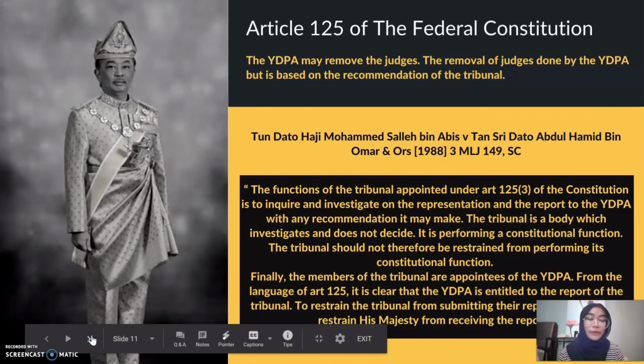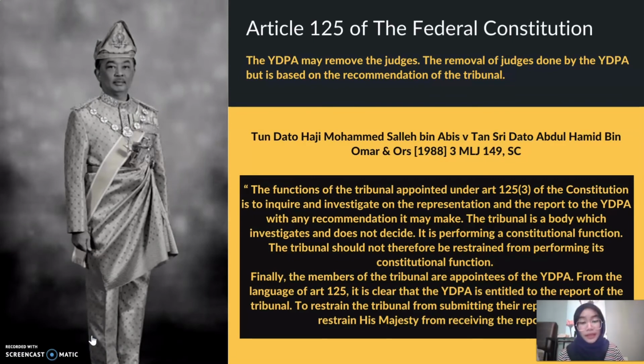Okay, next. We also have Article 125 of the Federal Constitution, under which the YDPA may remove the judges on the recommendation of the tribunal. To illustrate, we have the case of Tun Datuk Haji Muhammad Saleh bin Abas and Tan Sri Datuk Abdul Hamid bin Omar and others, where it has been said that the function of the tribunal is to inquire and investigate on the representation and report to the YDPA with any recommendation it may make. The tribunal is a body which investigates and does not decide. It is performing a constitutional function, and the tribunal should not therefore be restrained from performing its constitutional function.